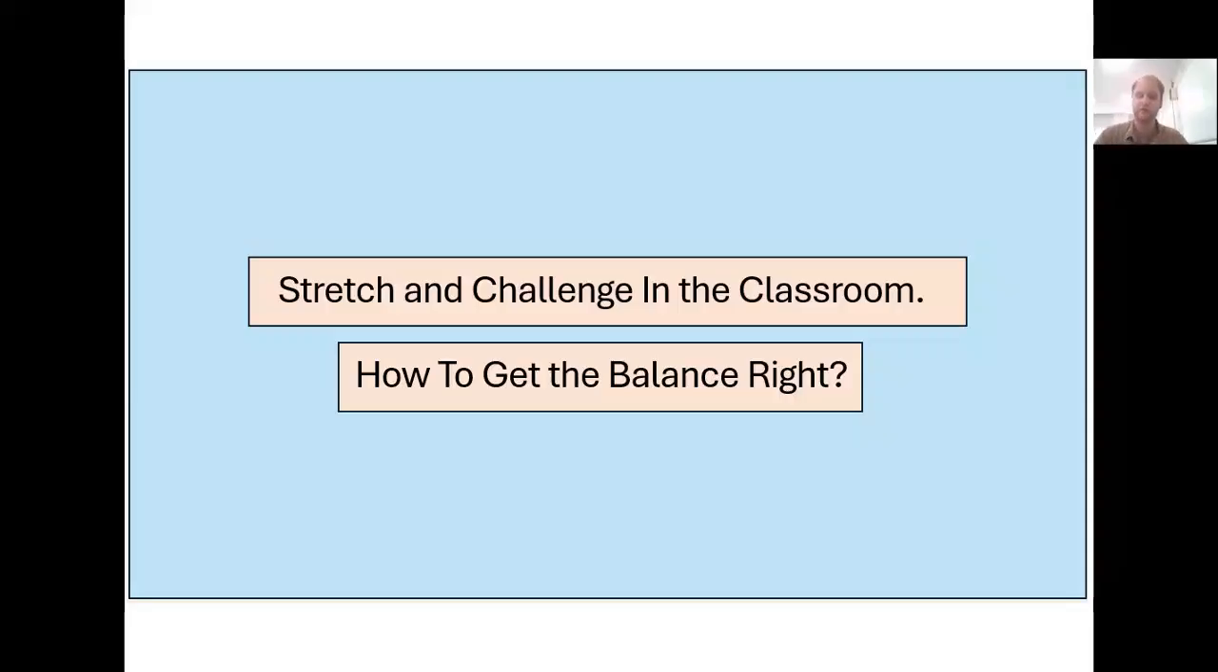Mostly the crux of my research is about how to get the balance right with my students: how to not overload them, but how to not be too relaxed, essentially.